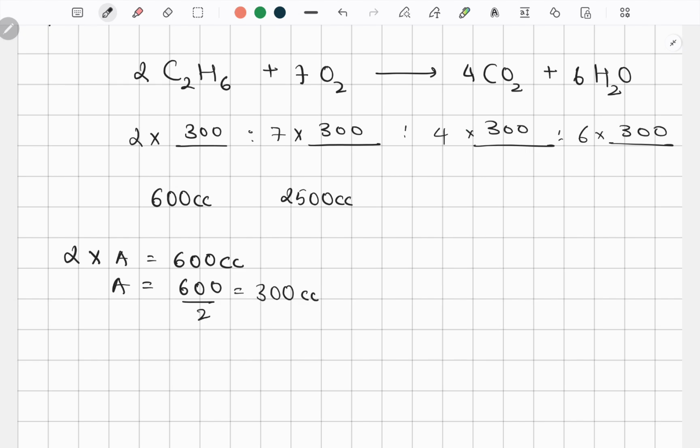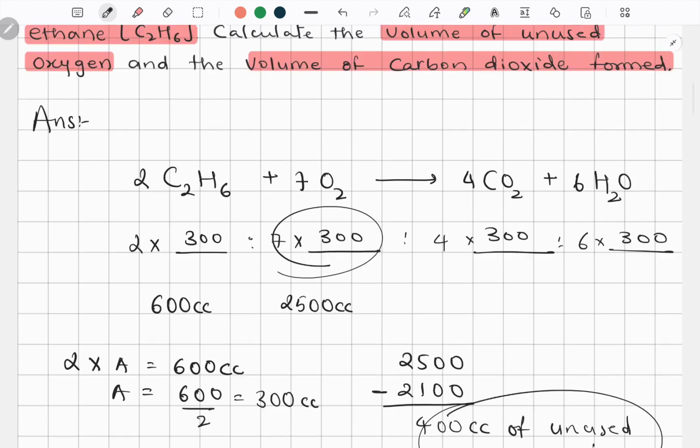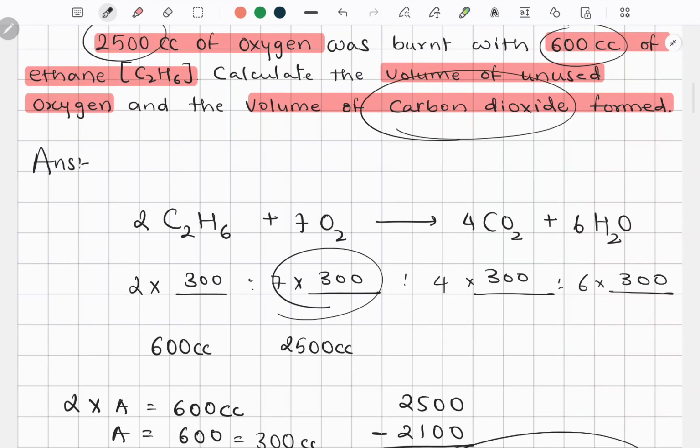Here we get to know that 7 times 300 is 2100. So the whole volume was 2500, minus the volume used, which is 2100, so the remaining volume is 400 cc of unused oxygen. Okay, 400 cc of unused oxygen. So we got the first answer. Now for the second, what would be the volume of carbon dioxide formed?